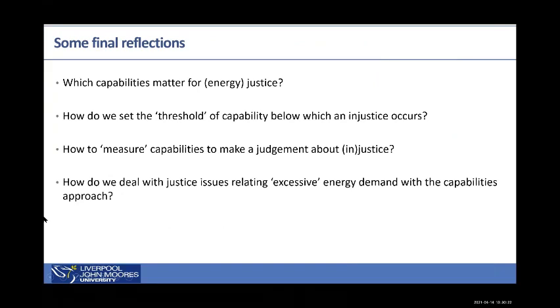Okay, final reflections. I'm almost on time, which is good. So, questions in terms of operationalizing capabilities in energy justice. First of all, there's the question that Rosie mentioned about which capabilities matter if we're going to make claims about energy justice. Secondly, the question I just talked about, how do we go about setting the threshold of capability below which an injustice actually occurs?